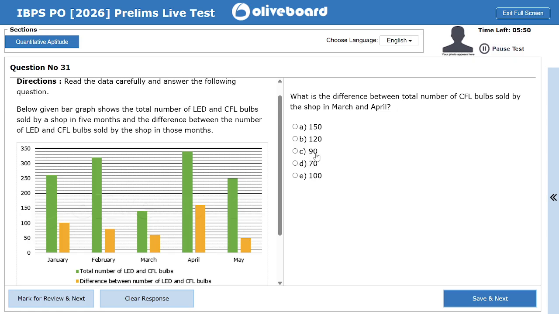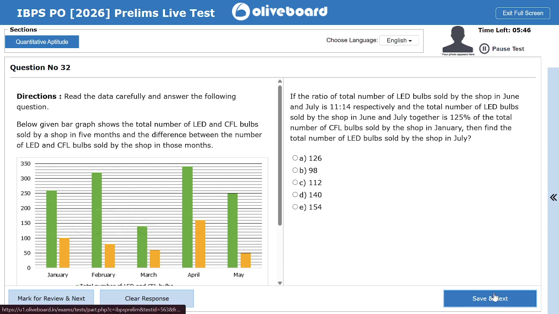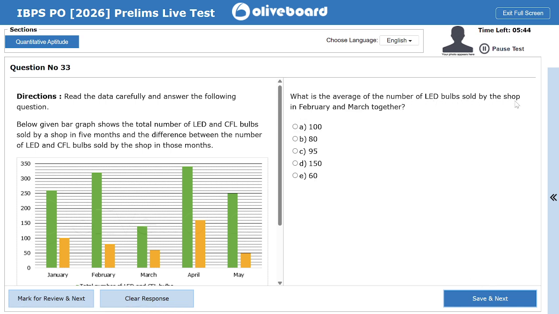Oh, sorry. क्वेश्चन ही गलत कर दिया. What is the average number of LED bulbs sold by shop February and March? 150. LED 130, 160, so 80.